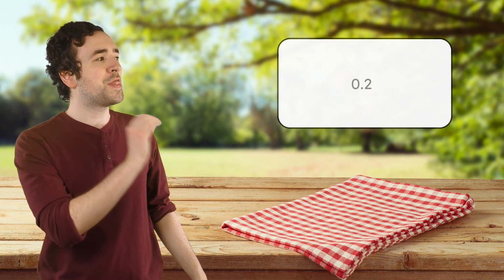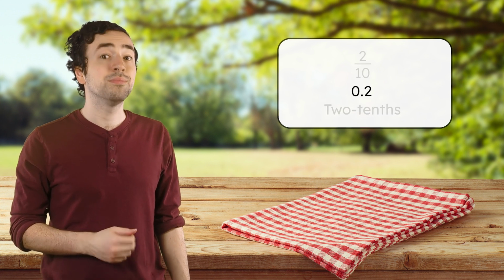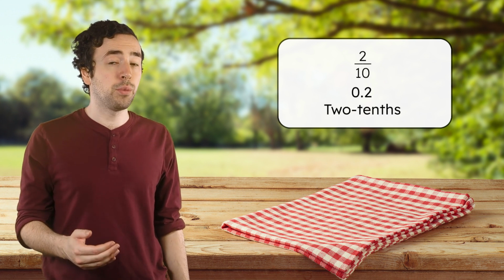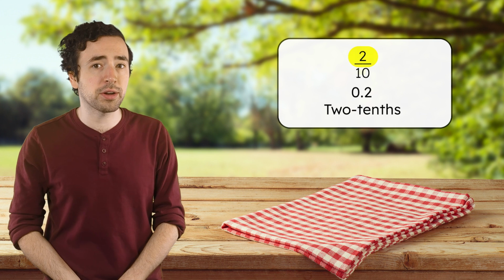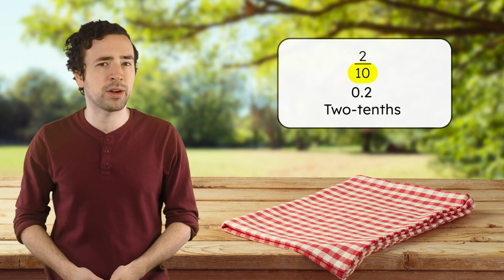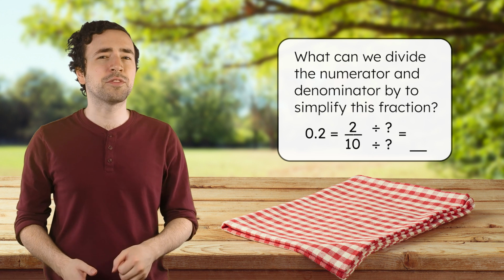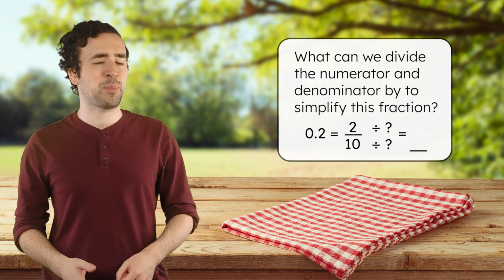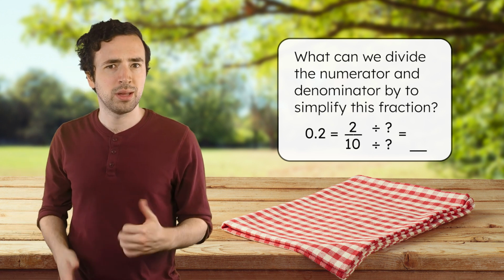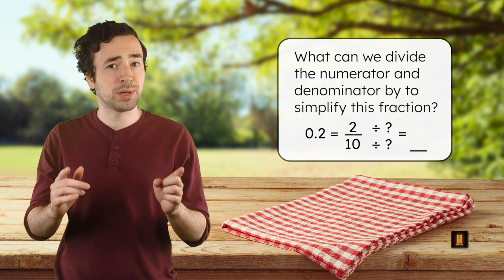How can we show this decimal as a fraction? It's 2/10ths. So we have a 2 for our numerator and a 10 for our denominator. Can this fraction be simplified? Think about what we can divide the numerator and denominator by to simplify this fraction. Pause here to record your thinking in your guided notes.